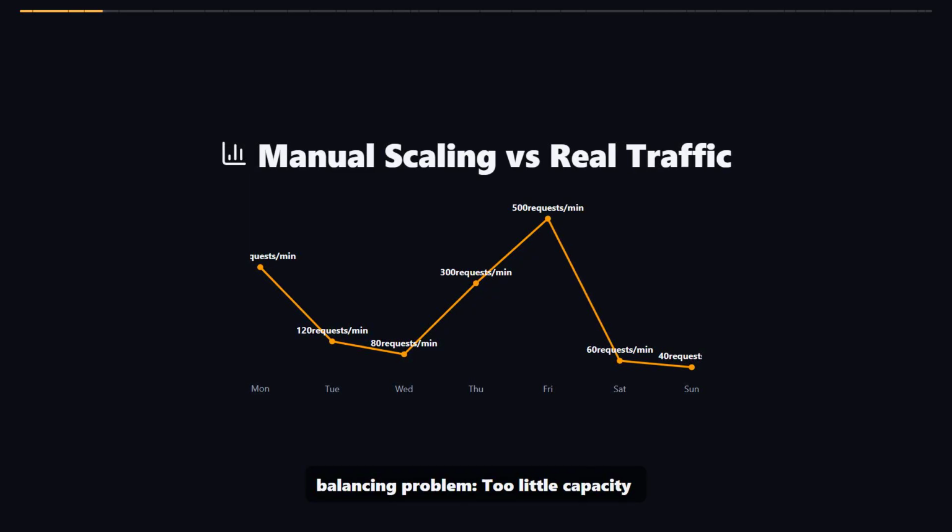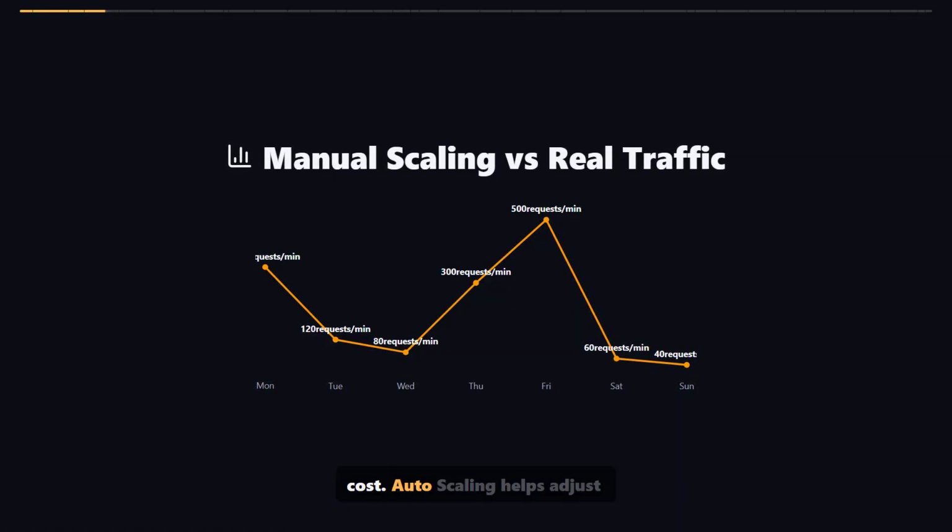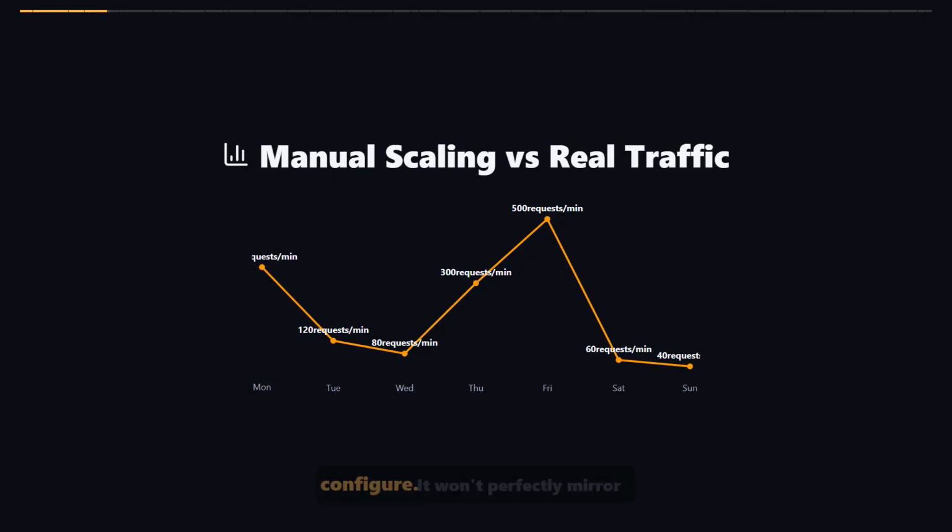Too little capacity creates performance and availability risk. Too much capacity creates unnecessary cost. Autoscaling helps adjust capacity as demand changes within the boundaries and policies you configure.